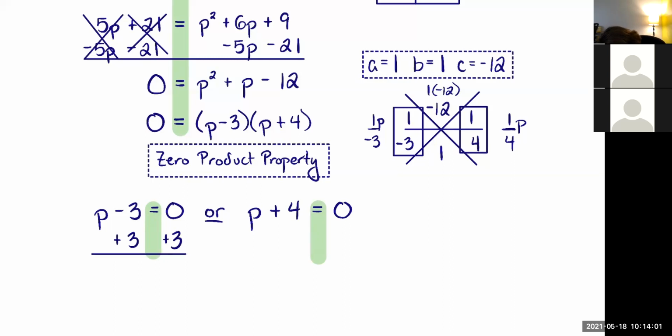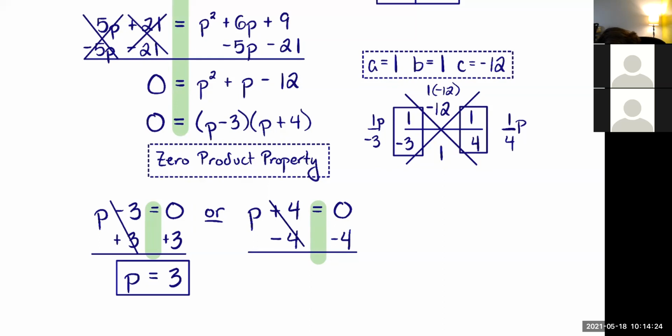We get p equals 3. And for our purposes, we don't know yet which one's extraneous or if they're extraneous. So I'm going to box in that answer. How would you solve the second one? Subtract 4 from both sides. So I get p equals -4. Again, I don't know whether or not that's the correct answer. It's what we're going to have to do here in just a moment.